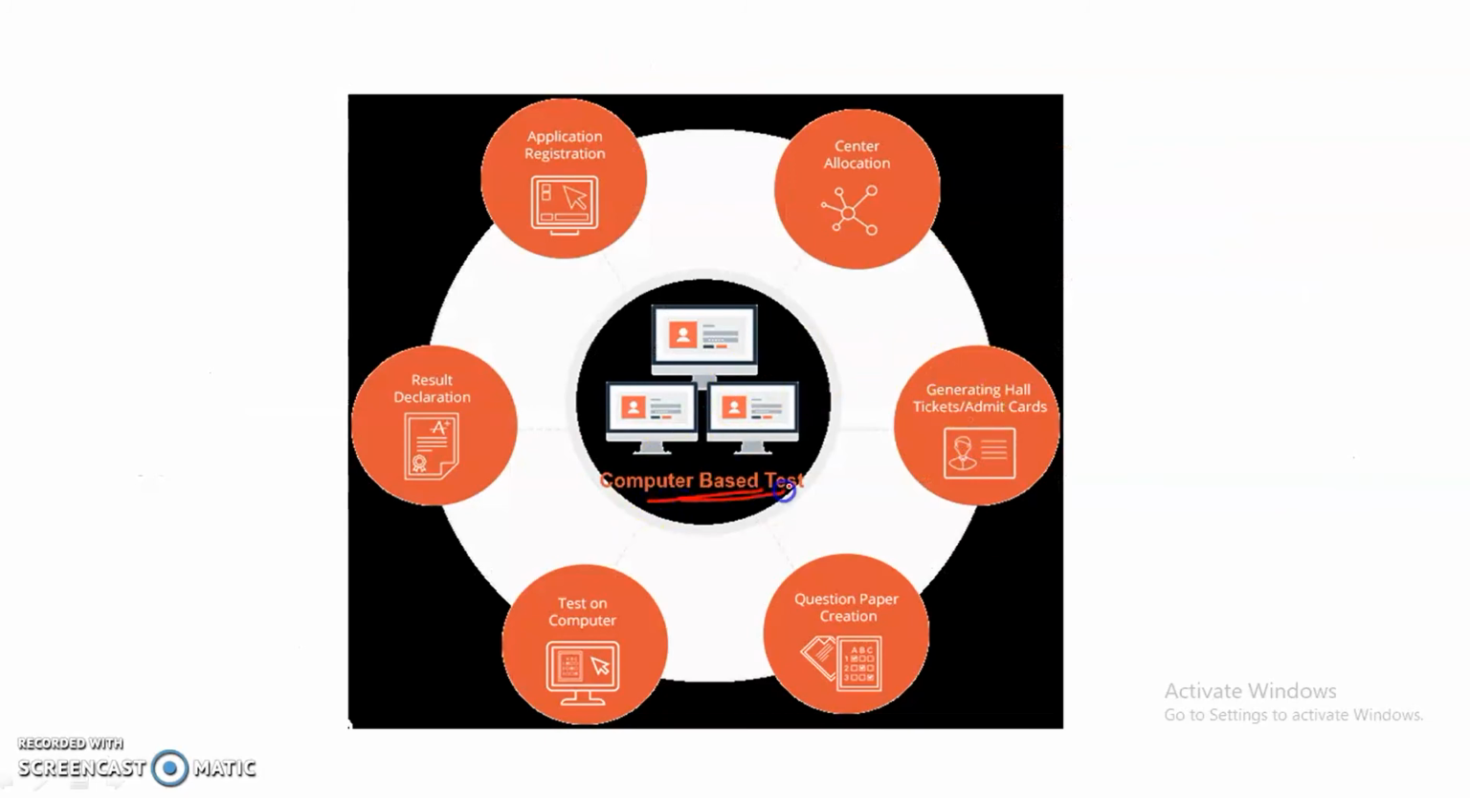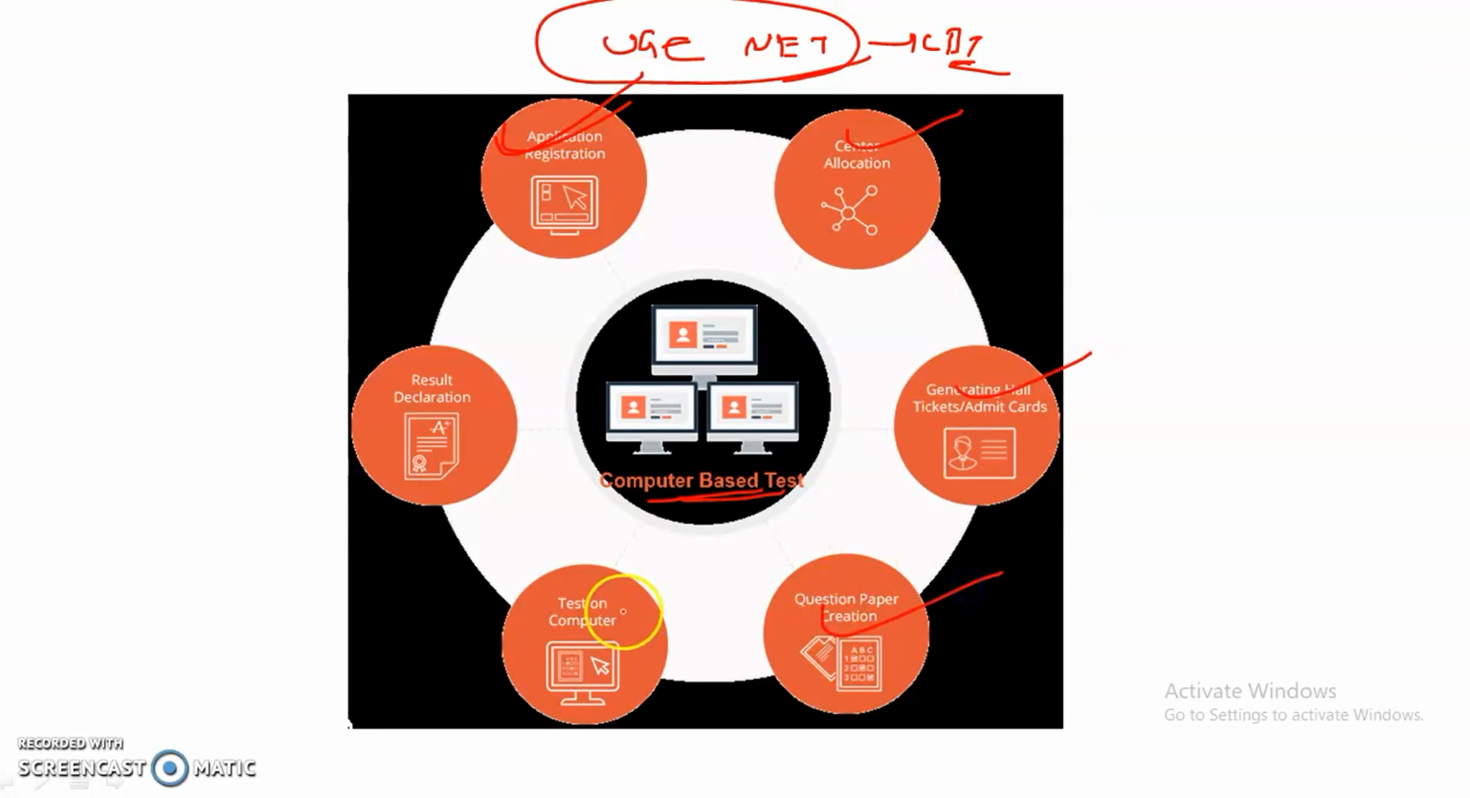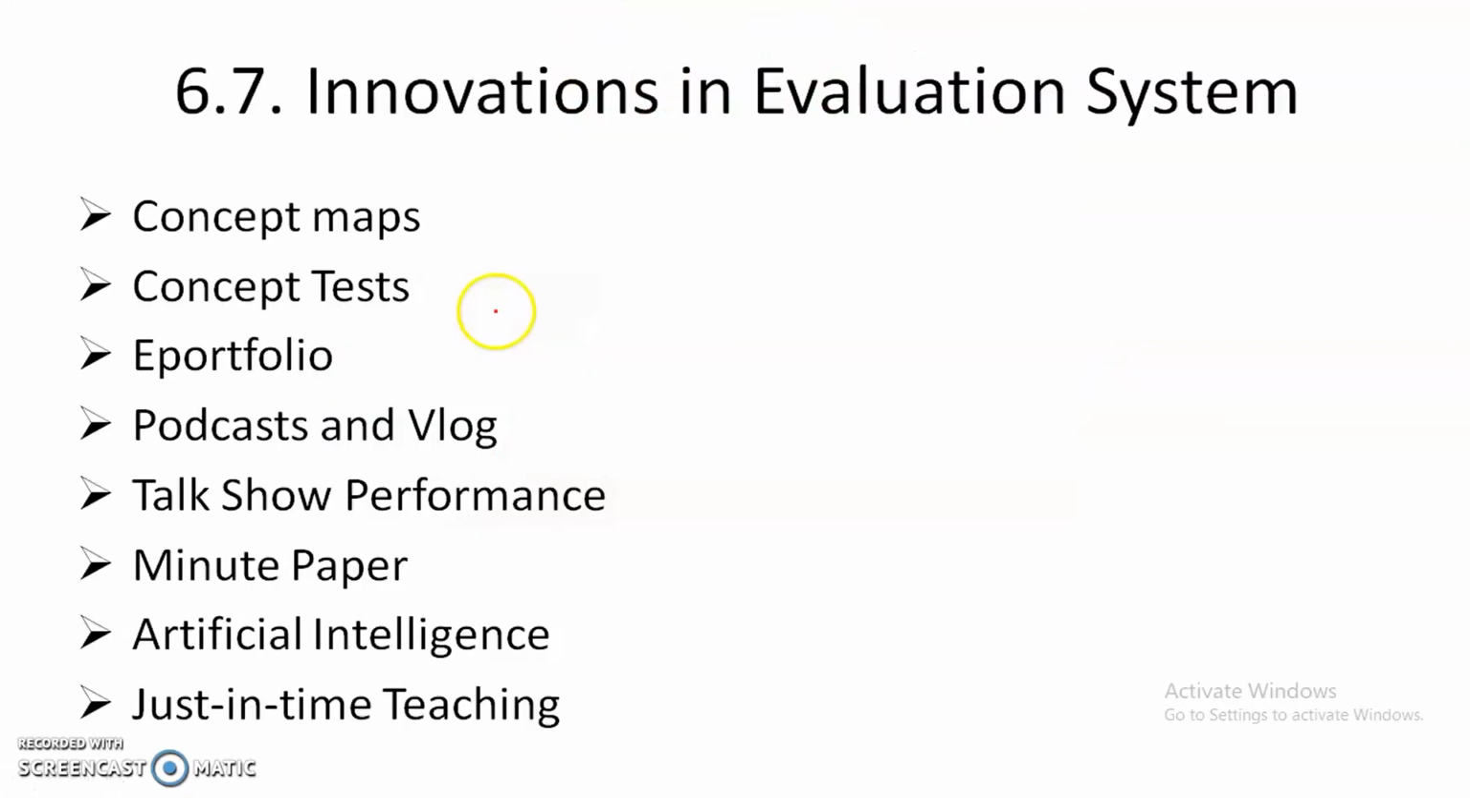And coming to the computer based test, it is a process: first application and registration. Just imagine the UGC NET exam. Nowadays it is a computer based test only. First we have to apply and register, then the center allocation will be done, the hall tickets will be generated, and the question paper is created. You have to write the test on the computer, and then the result declaration will be done, right? So it is a process.